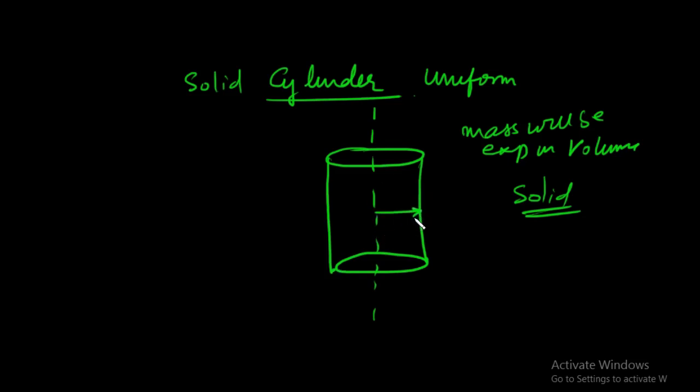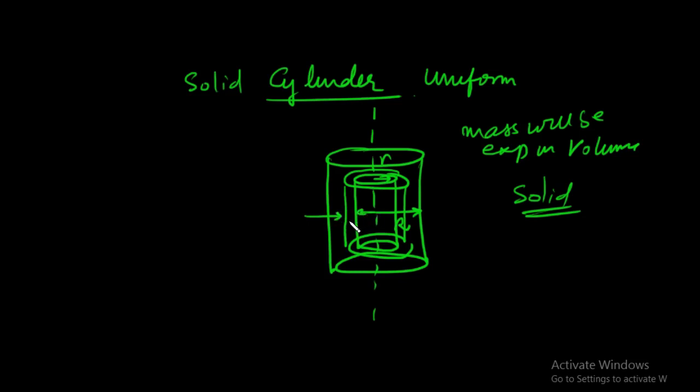Let us say this cylinder is of radius r. So mass will be expressed in the form of volume. So what we do now is we take thin cylinders. Let us take thin cylinders, and these thin cylinders have radius small r and width dr.